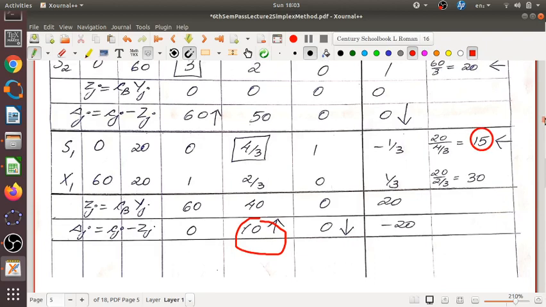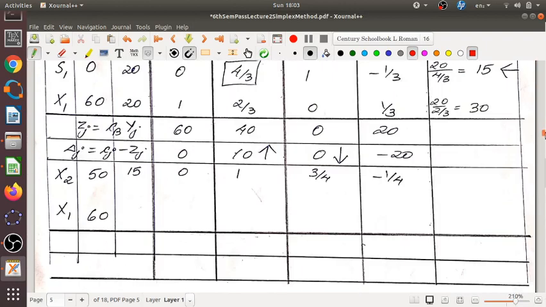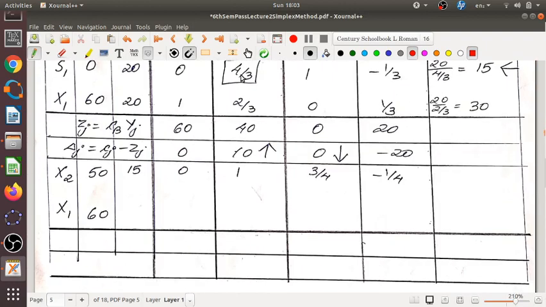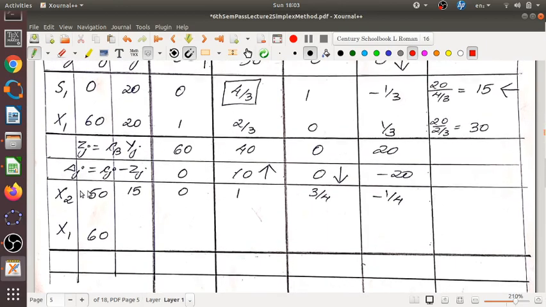Minimum ratio is 15, and in the next step we divide by 4 by 3. The key element is 4 by 3, so you divide the row by 4 by 3. X2 will enter the basis and s1 will leave the basis. So we divide this row by the key element. 20 divided by 4 by 3 comes out to be 15. So 0, then this is 1, this is 3 by 4, this will be minus 1 by 4.